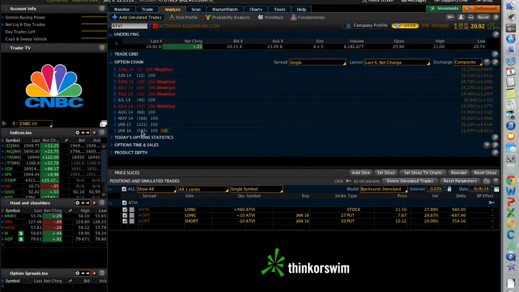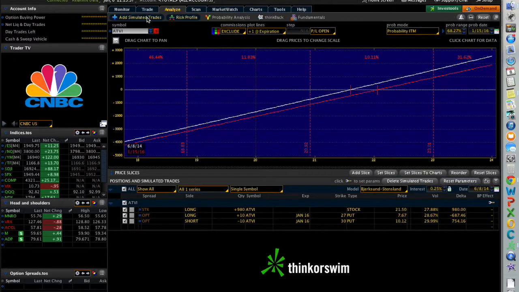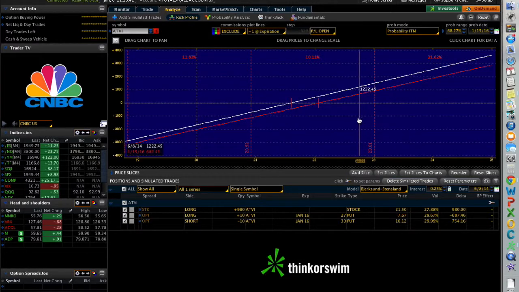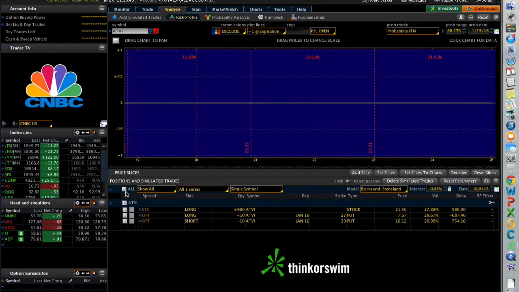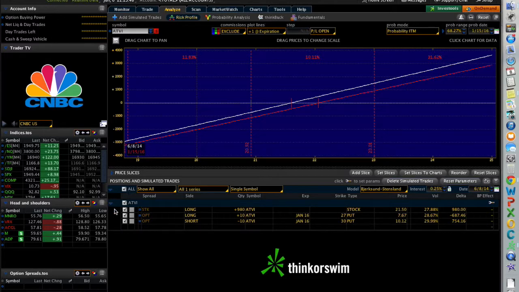And in this one, I actually have a position, January 16 for Activision, which I think is a very good company. I own stock in it. After you add your simulated trade, you can view the risk profile of it. Now, the way you change that is down here.